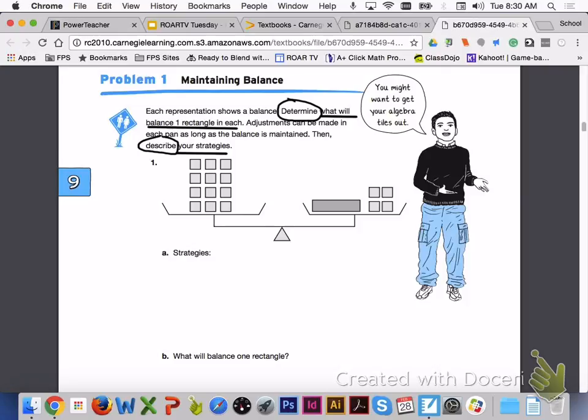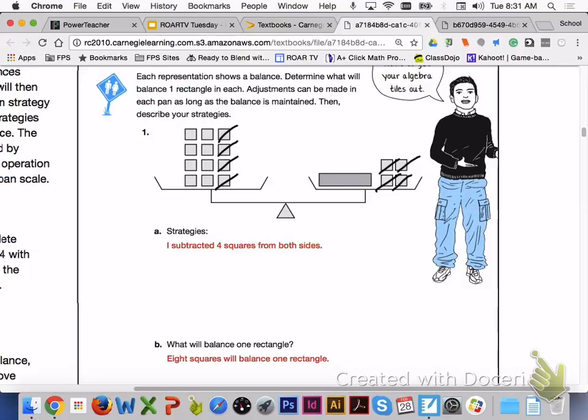Please turn to page 616, problem 1, maintaining balance. Each representation shows a balance. Please answer number 1, letters A and B with your group members. For number 1, letter A, in order to balance one rectangle, you can subtract 4 squares from both sides. And for letter B, 8 squares will balance one rectangle.